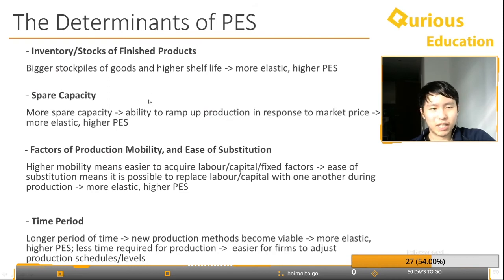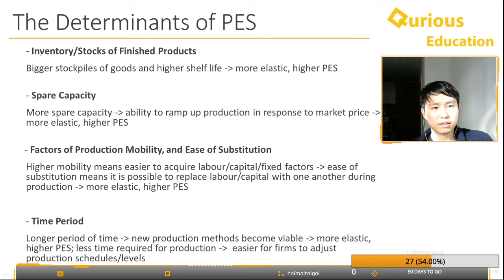And now let's look a bit at the determinants of PES. So what determines how elastic supply is? Or if I phrase this statement differently, what determines how sensitive or how flexible the suppliers can be in responding to a change in the market price?